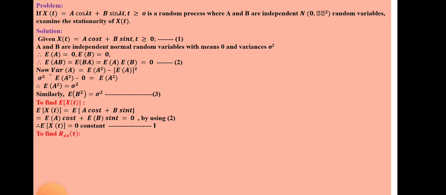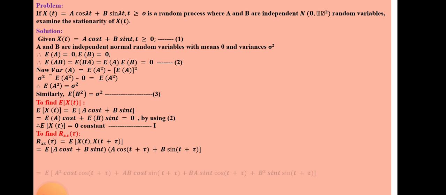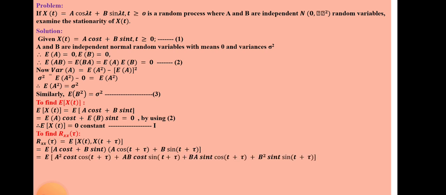Now to find the autocorrelation R_XX of tau. We know R_XX of tau is equal to expected value of X of t into X of t plus tau. Substituting X of t plus tau from 1, replacing t by t plus tau in 1, we get A cos t plus tau plus B sin t plus tau. Multiplying each and every term inside, there are 2 into 2 terms, so we will get 4 terms. First, A cos t into A cos t plus tau, A squared cos t cos t plus tau. Then A cos t into the second term B sin t plus tau, AB cos t sin t plus tau. Then B sin t into the first term A cos t plus tau, BA sin t cos t plus tau. Then B sin t into B sin t plus tau, B squared sin t sin t plus tau.